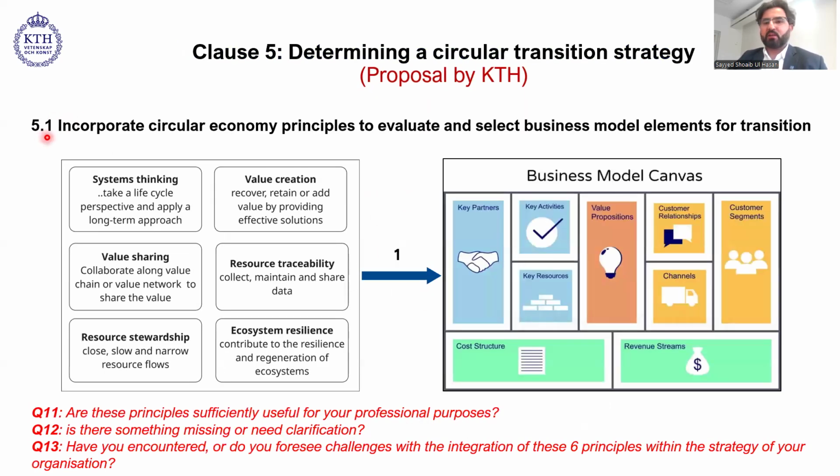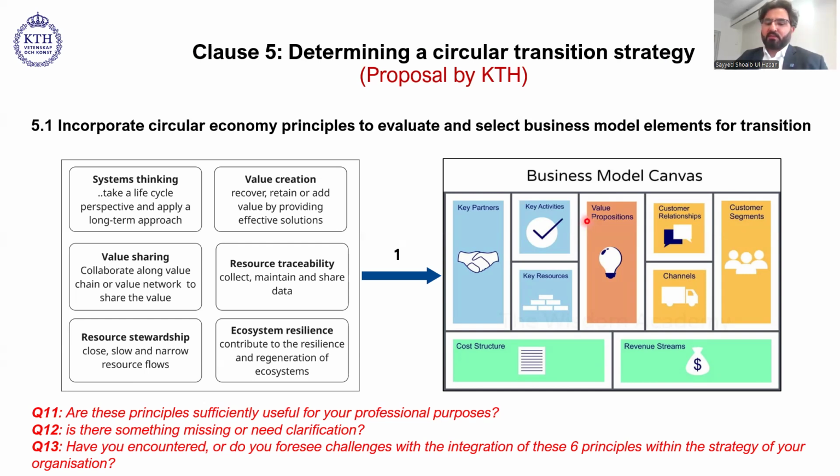So the 5.1 clause that we are suggesting now, subclause 5.1, should be: incorporate circular economy principles to evaluate and select business model elements for transition. So companies should look at the principles, look at their business model elements, and then see which elements we can work with, which elements should be transitioned towards circular economy.